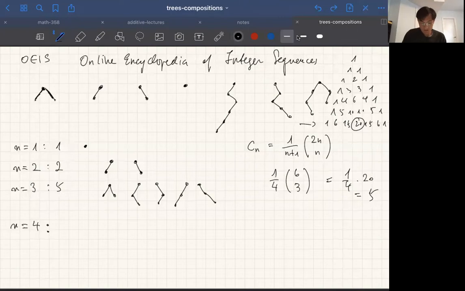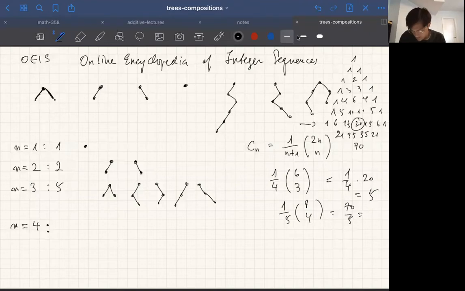So that's 20. We get 1 over 4 times 20, which equals 5, which is how many trees we have. So these are all the binary trees. The next one should be 1 over 5 times 8 choose 4. Now, how far do you have to go down to get 8 choose 4? 6 plus 15 is 21. This is 35, 35, 21. And then it'll be the middle of this, so it's 70, I believe. So it's 70 over 5, which is 14. So it should be 14.